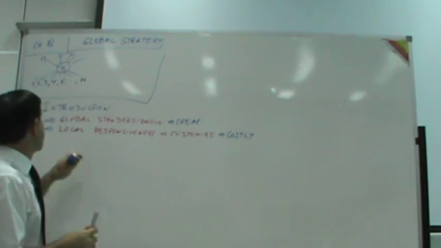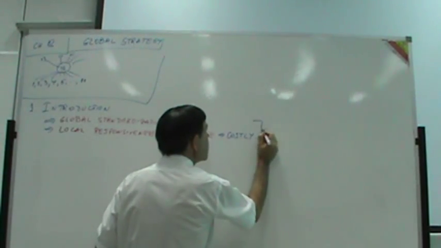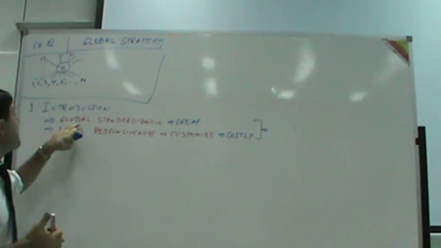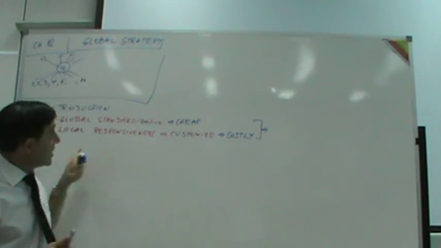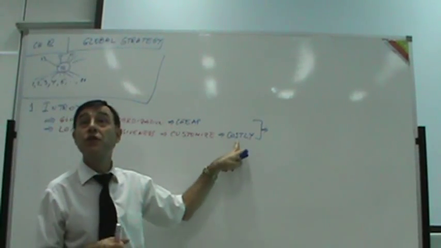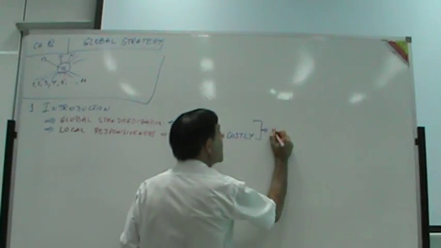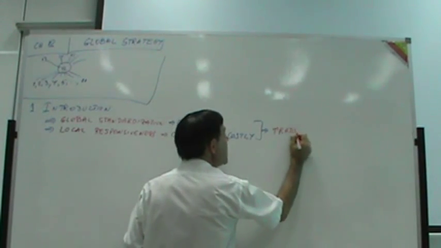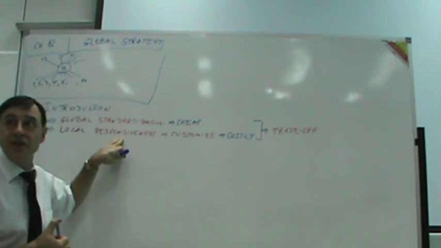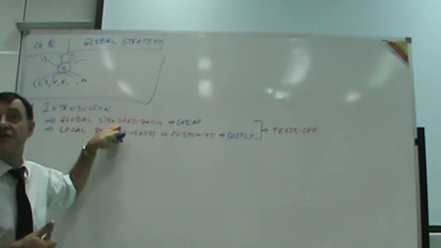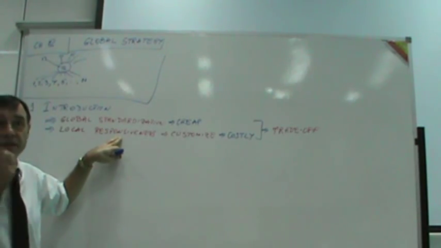So, the basic idea is amazingly simple. You want to keep it as standard as possible to keep it cheap, but yet again, you got to customize to fit the market. So the simple concept in economics is known as a trade-off. You need to weigh the advantages and disadvantages of standardization relative to market responsiveness.